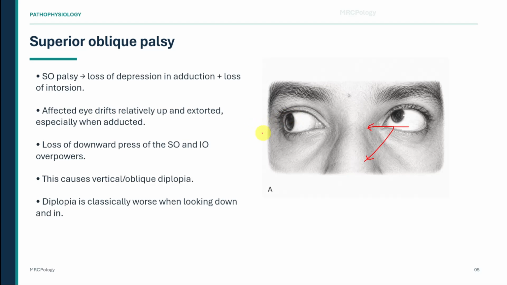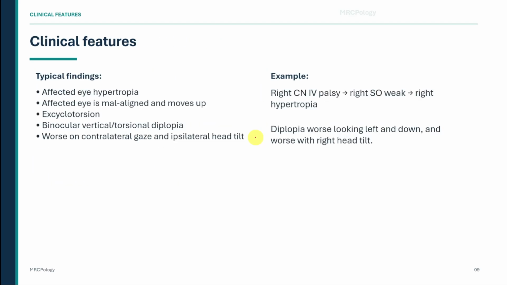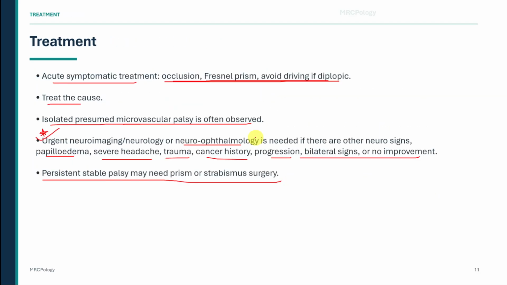A patient has an apparent fourth nerve palsy, but also has severe headache, papilledema, and progressive symptoms. What is the management trap? The trap is to label it as benign microvascular palsy. This patient needs urgent neuroimaging and specialist review because raised intracranial pressure or a structural lesion must be excluded.